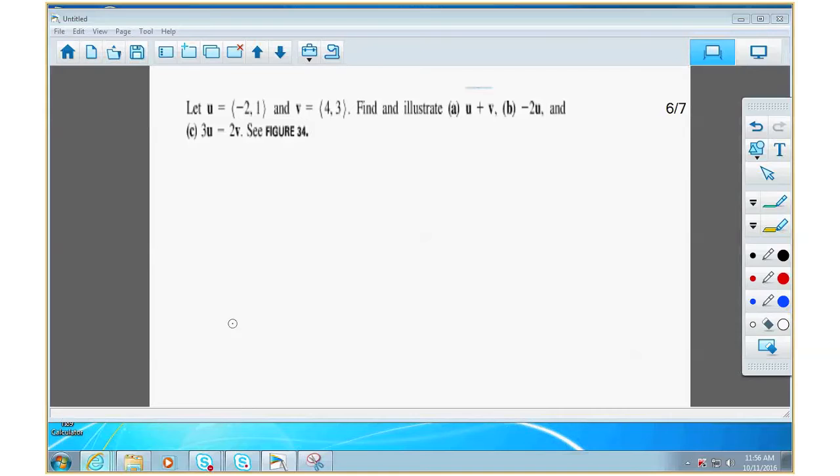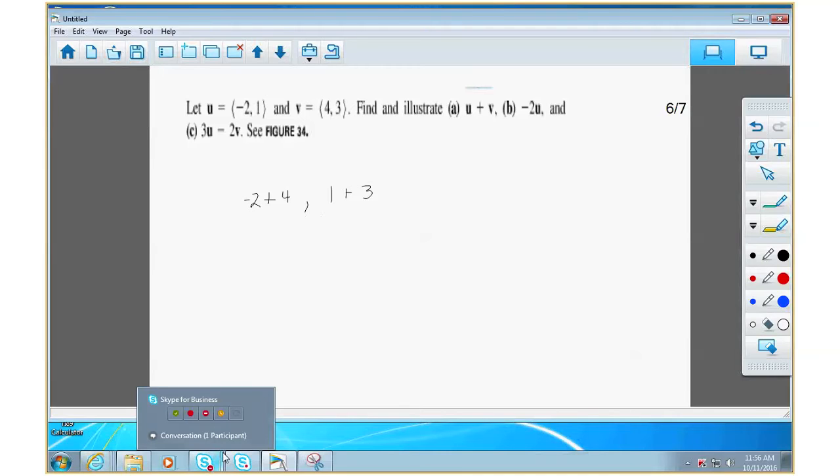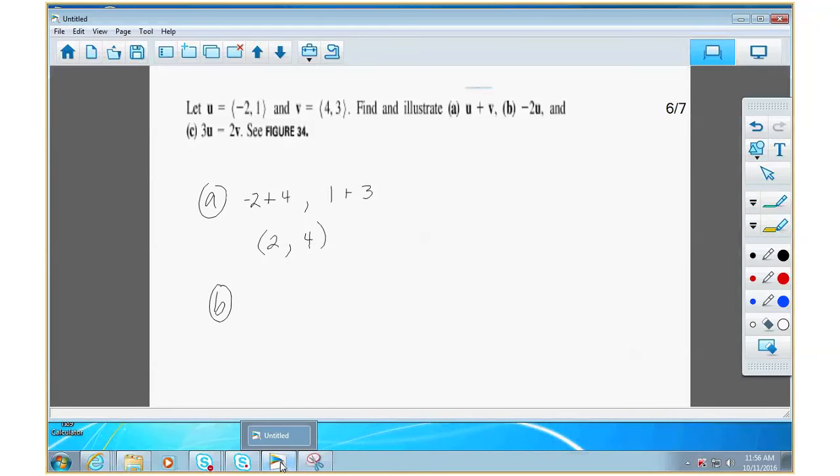Alright, how do you do the first one? It says u plus v, so negative 2 plus 4 and 1 plus 3. Negative 2 plus 4 is 2. 1 plus 3 is 4. So that's A. B says I'm going to take u, and I'm going to multiply it by negative 2. And that's going to give us 4, negative 2.